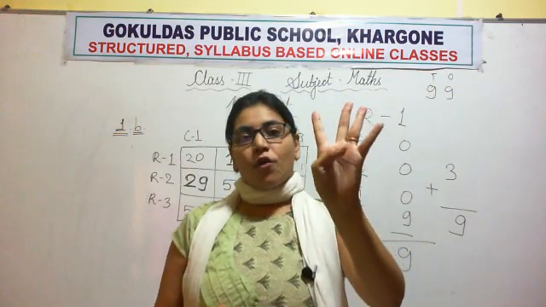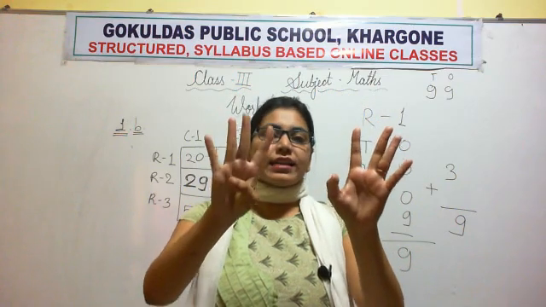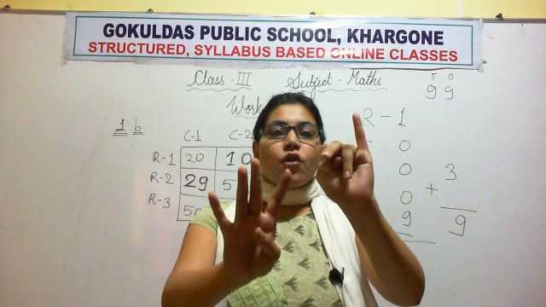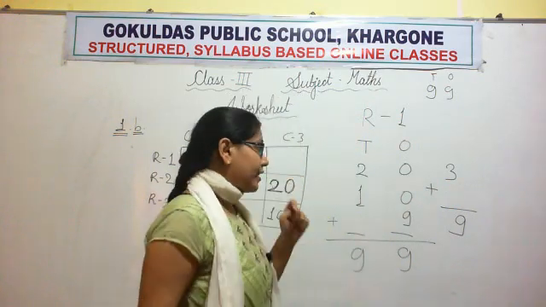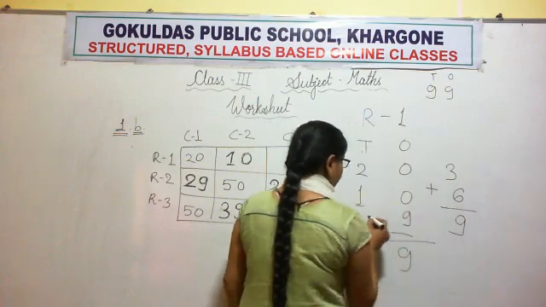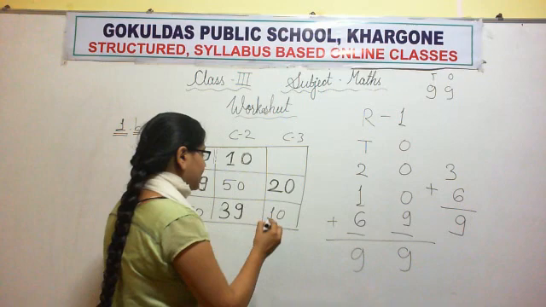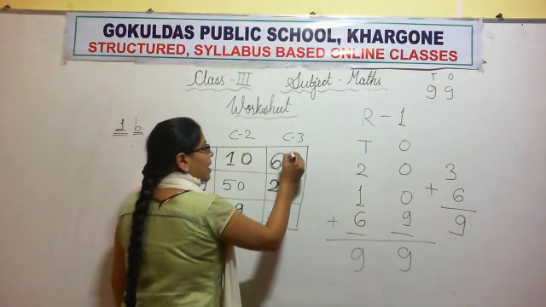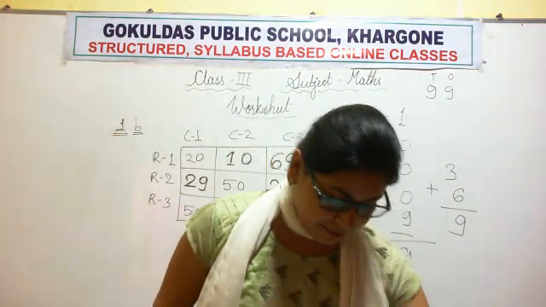3, 4, and 1, 2, 3, 4, 5, 6. Now how many? Let's count. 1, 2, 3, 4, 5, 6, 7, 8 and 9. It means the number which we should add is 6. So 6 tens and 9 ones. It means the number is 69.